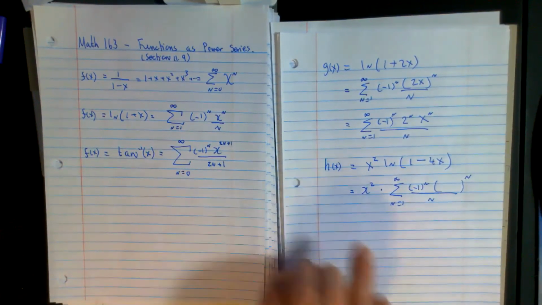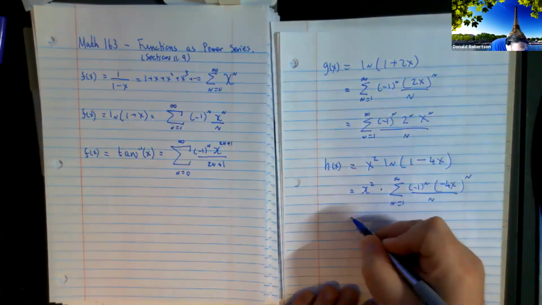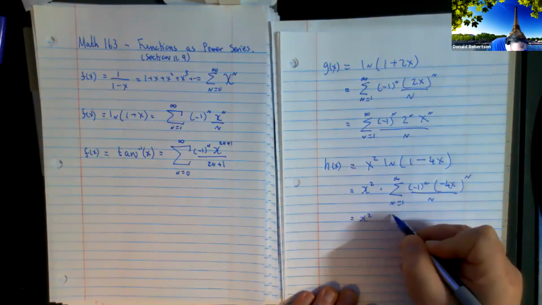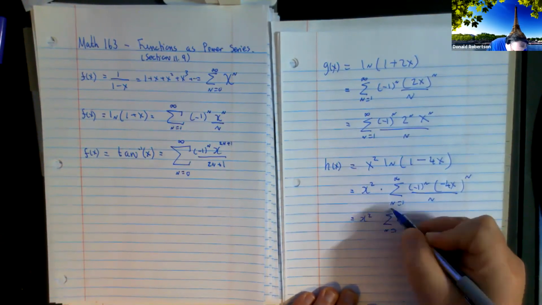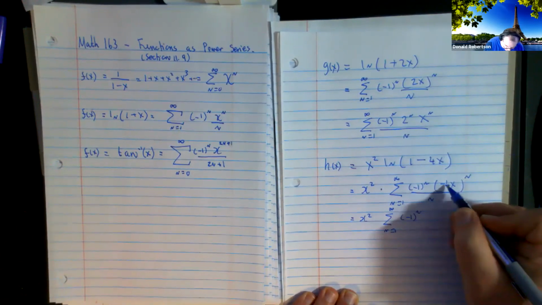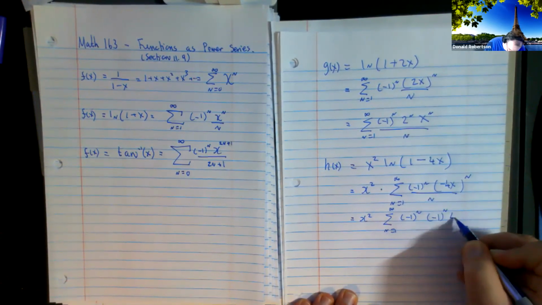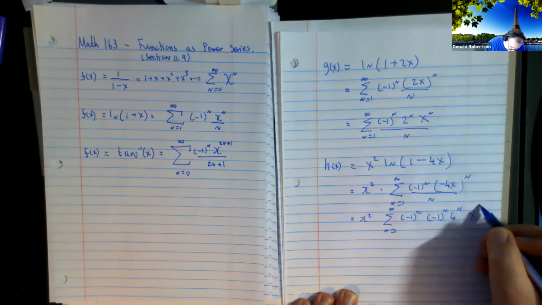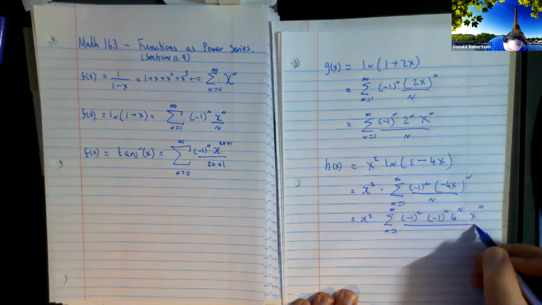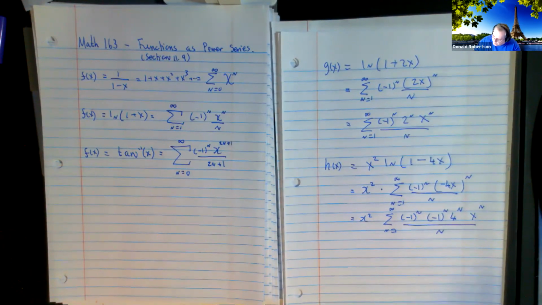-4. Right? Substitution, -4x. That's going to look something like this. -4 to the n, 4 to the n, x to the n. And there's a good reason why I did it that way and not call it -4 in brackets to the n, right? Separate them into little pieces.